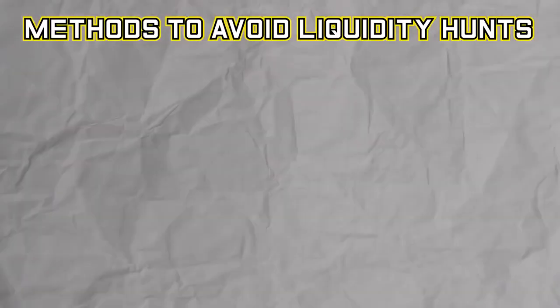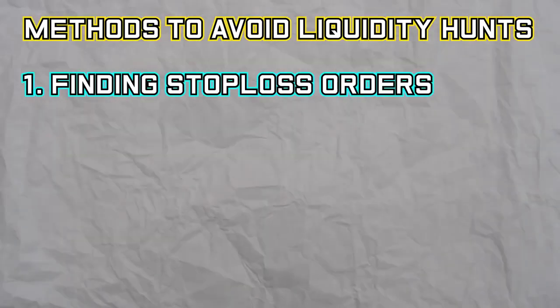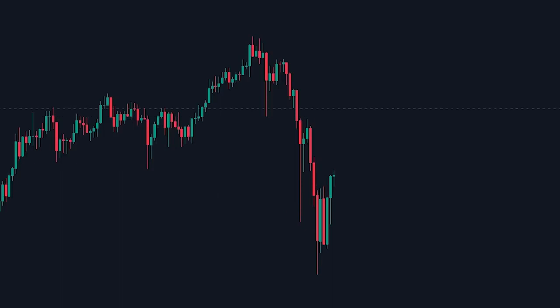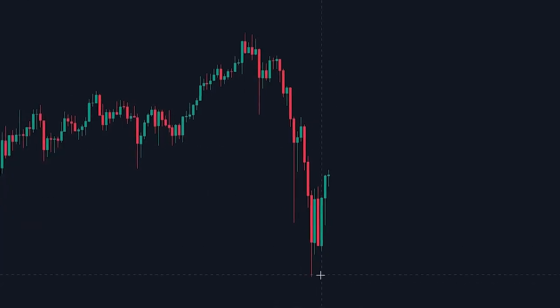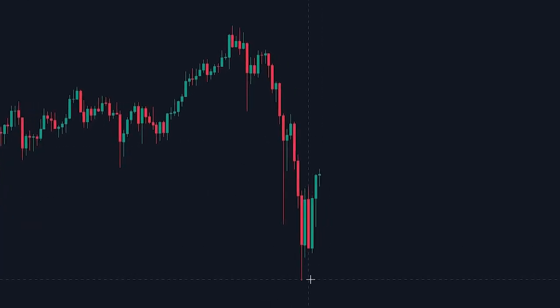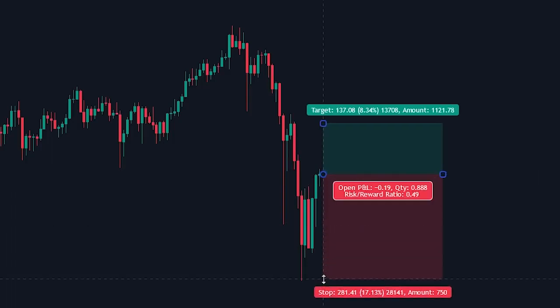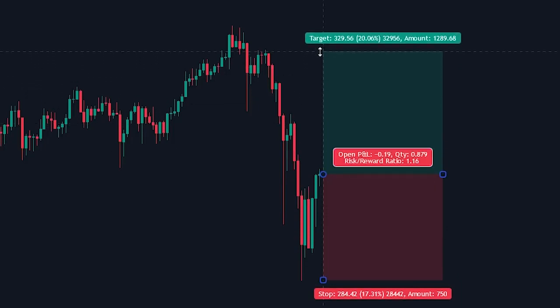There are 3 methods to avoid these liquidity hunts. The first method involves finding stop loss orders. Areas in the market where stop losses are hit will usually be targeted. Smart money knows that the simplest and most obvious pattern will have the most retail stop losses. This means that patterns that use horizontal support and resistance will usually be hunted.